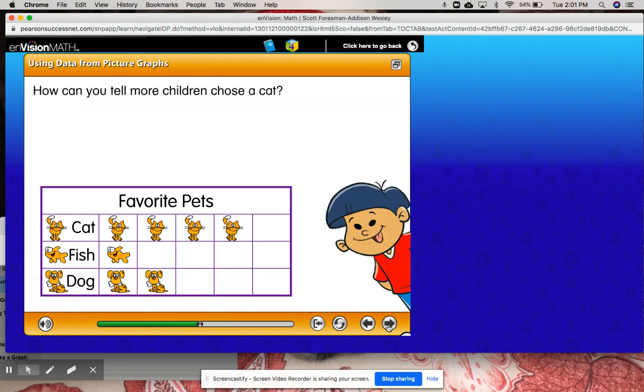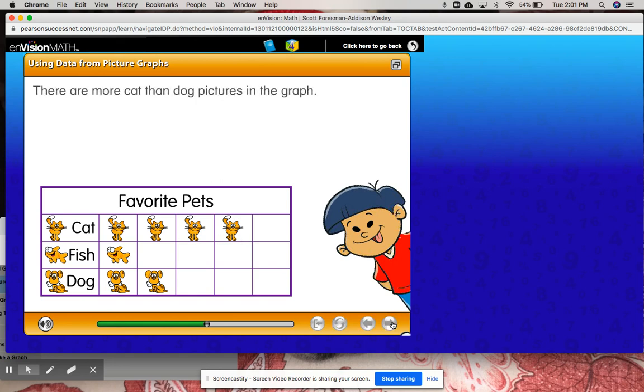How can you tell more children chose a cat? Looking at the graph and looking at each picture, which stands for each vote, it's easy to see that more children chose a cat versus a dog because there are more pictures of cats. There are more cat than dog pictures in the graph.